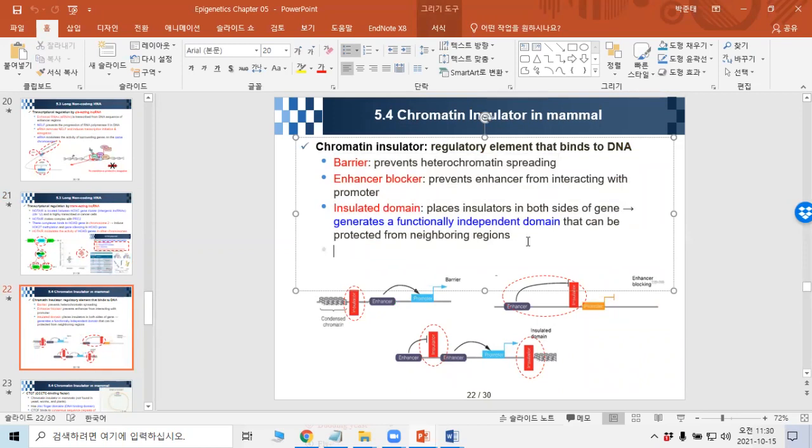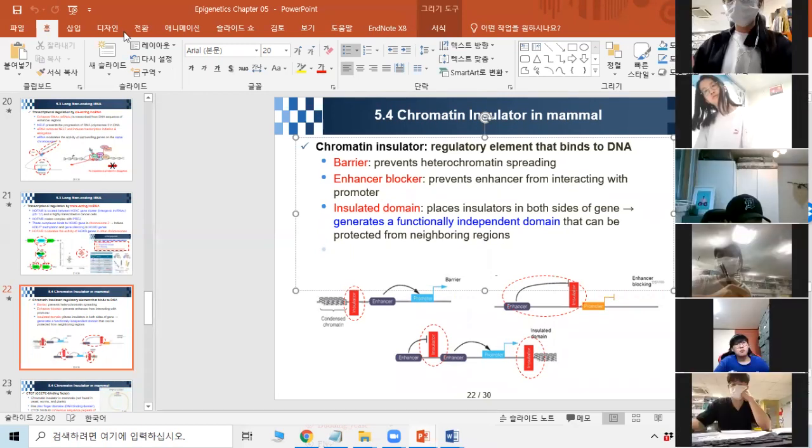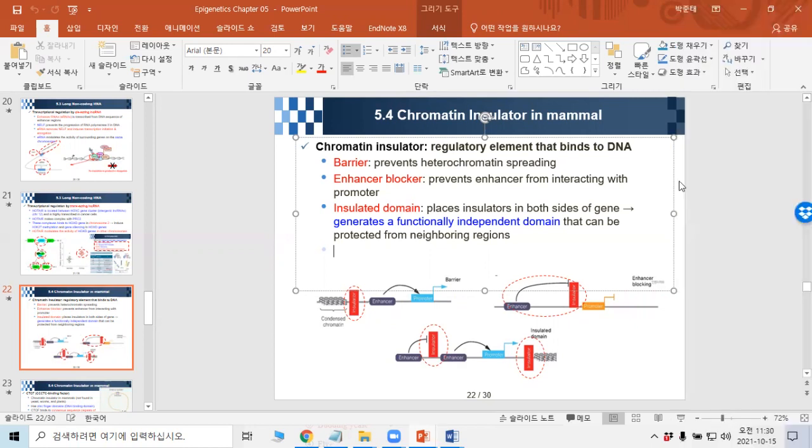So nowadays, who is finding chromatin insulators in the world? Who is doing the research to find them? It's me. I'm doing this research right now. I just want to find chromatin insulator regions in the genome, then clone them and put them into our vector system. If you are interested in this research, please contact me.